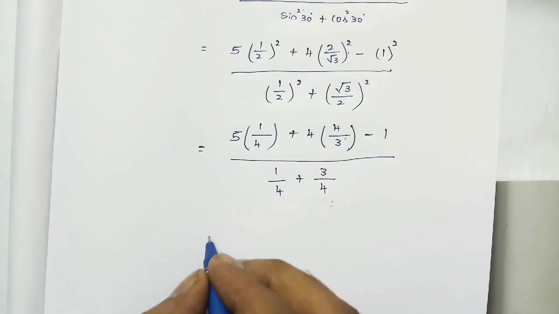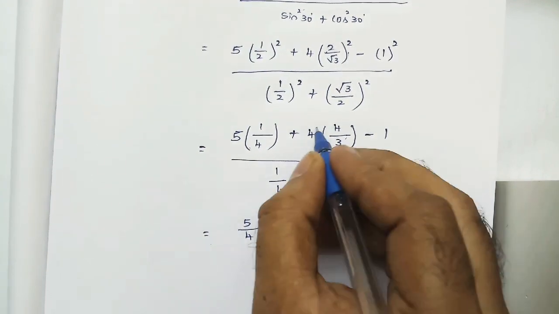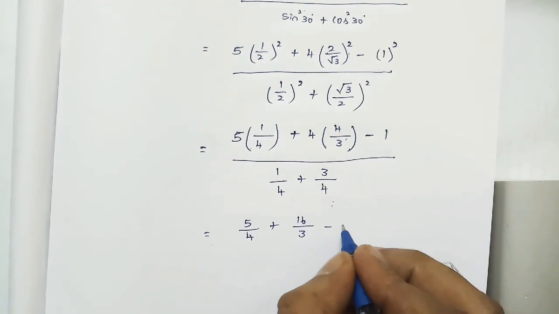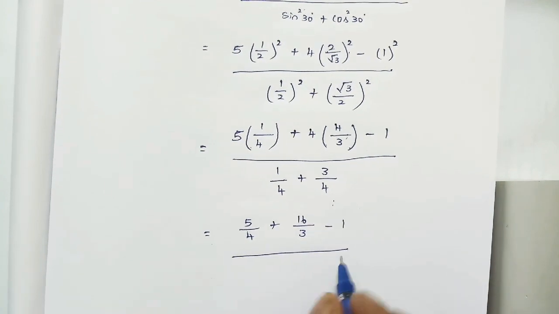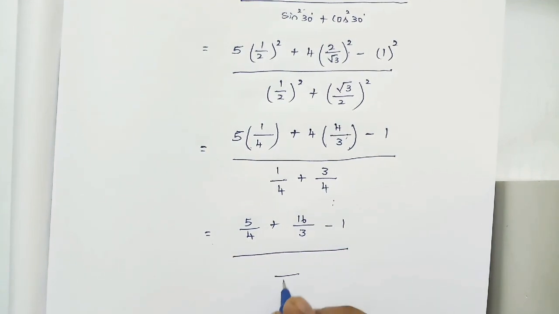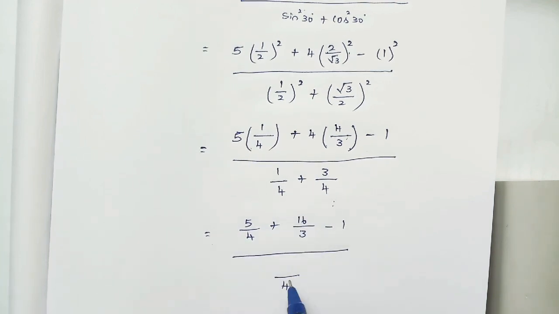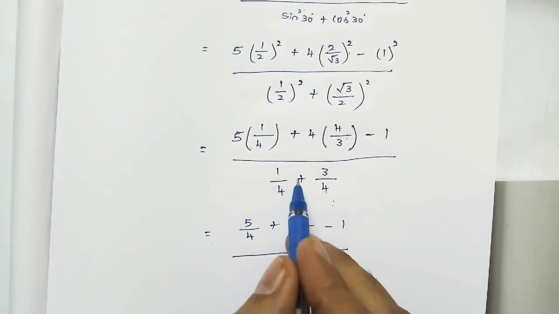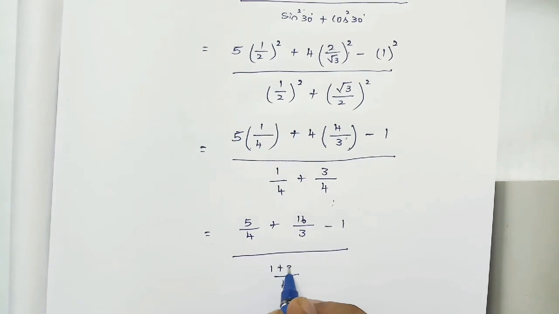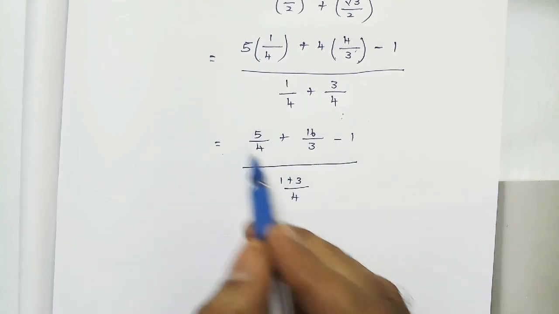5 into 1 by 4, it is equal to 5 divided by 4 plus 4 into 4, 16. 16 divided by 3 minus 1 whole divided by, right? Here the denominators are same, so I'm just writing only once, and in between there is a plus symbol, so we want to add the numerators. So 1 plus 3.